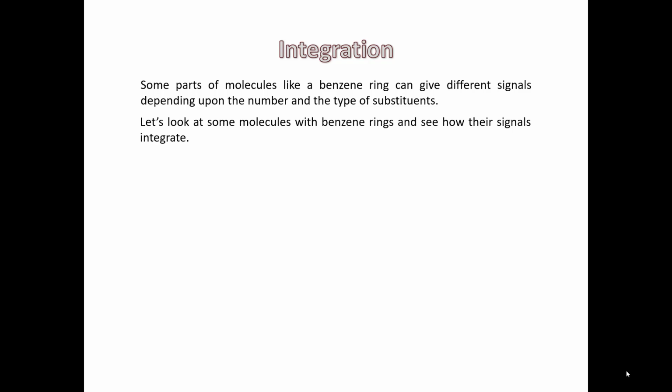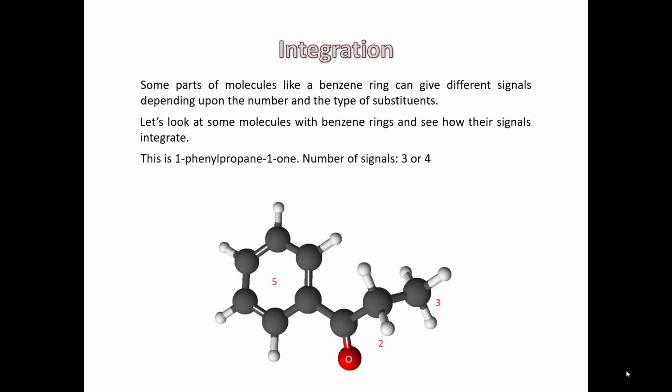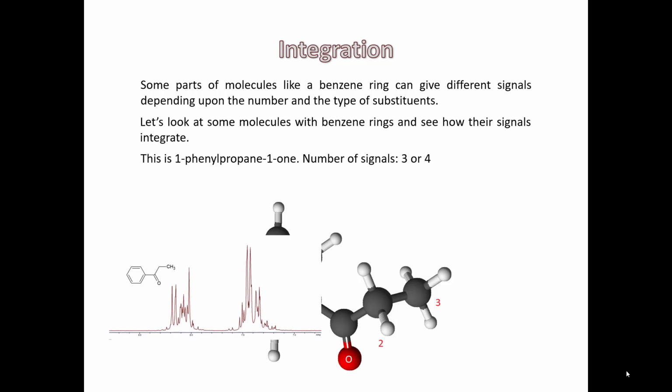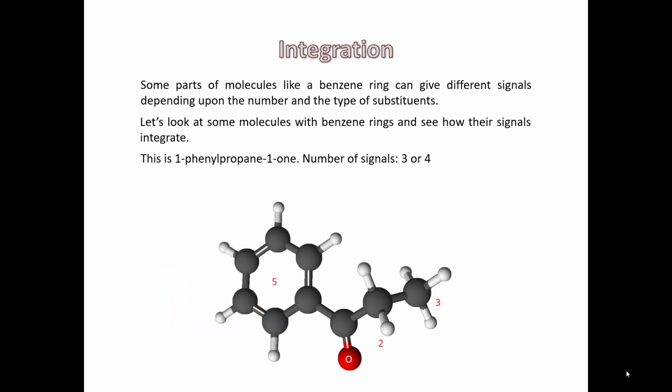Let's also look at another molecule that has a benzene ring in it. This is 1-phenylpropane-1-one. The number of signals is going to be 3 or 4. Let's take a look at it. If we look here, there's a double bonded oxygen. That is going to pull electron density away from the nearby protons and cause the benzene ring peaks to split. So we think we're going to get 2 to 3 to 2 to 3 integration ratios.